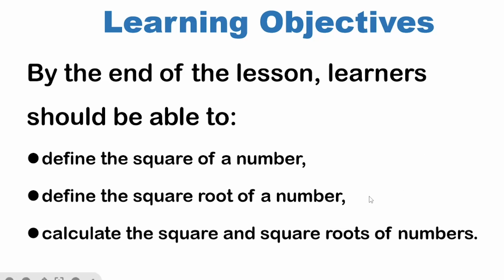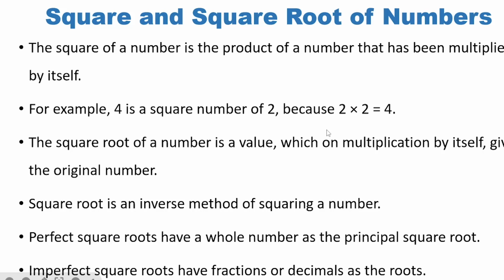Let's look at what we have there. Definition of square and square roots of numbers. Okay, from the slide we have there, we say the square of a number is the product of a number that has been multiplied by itself.